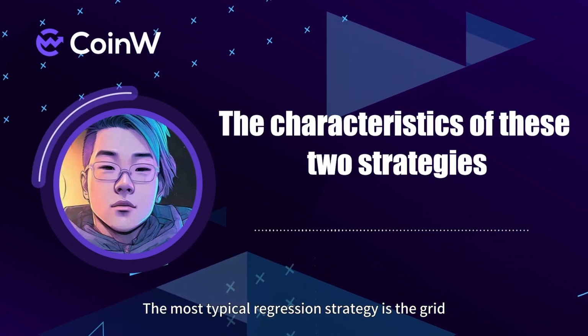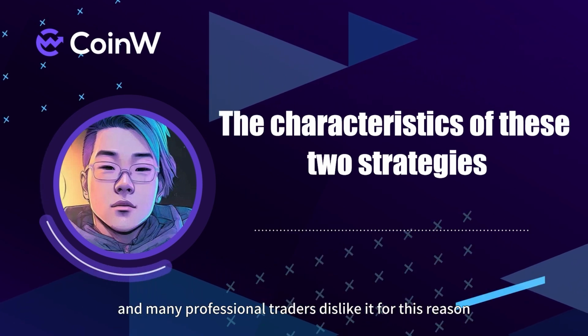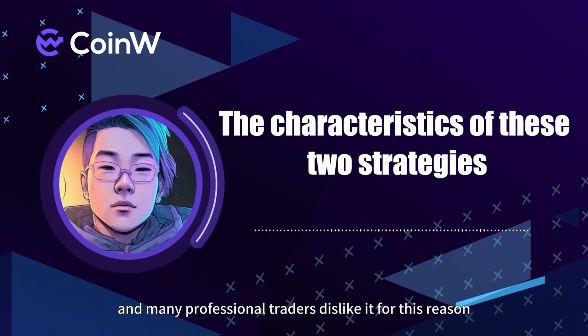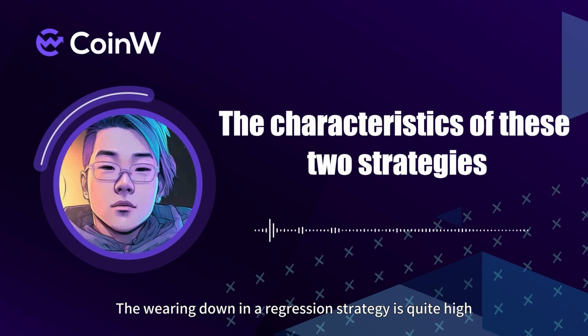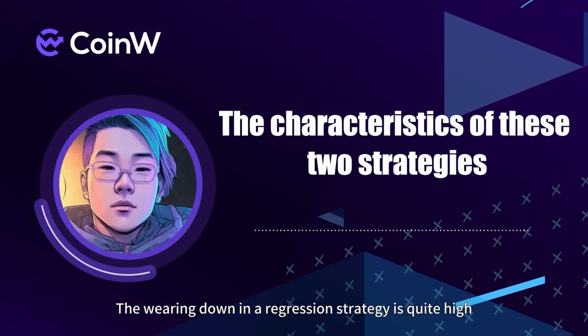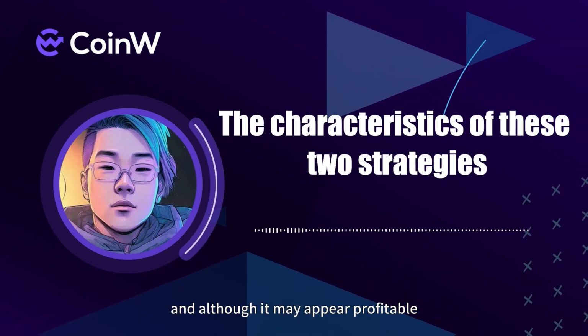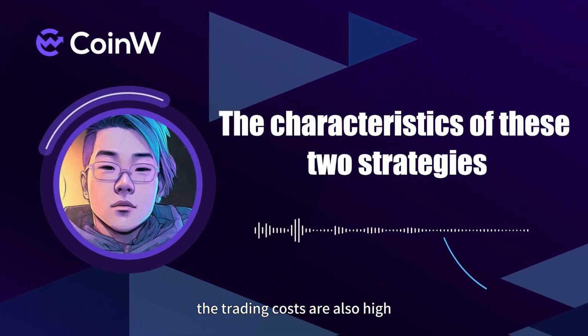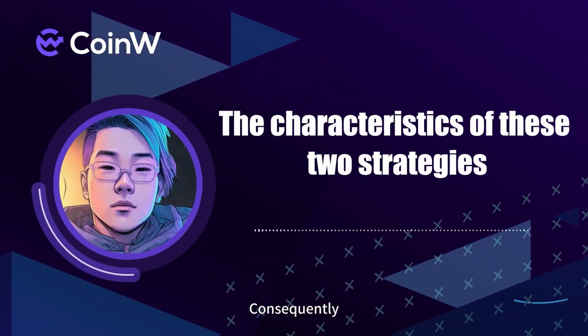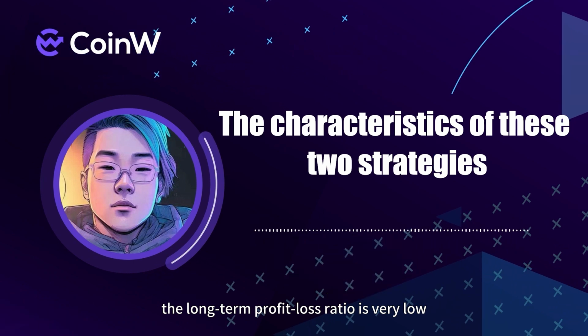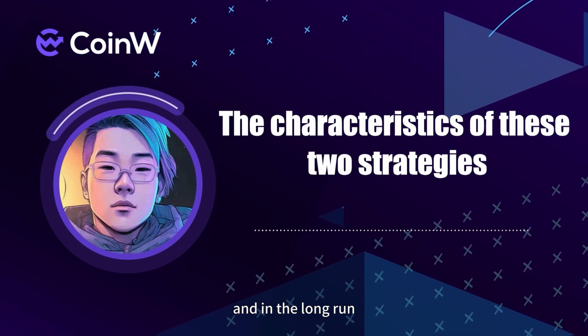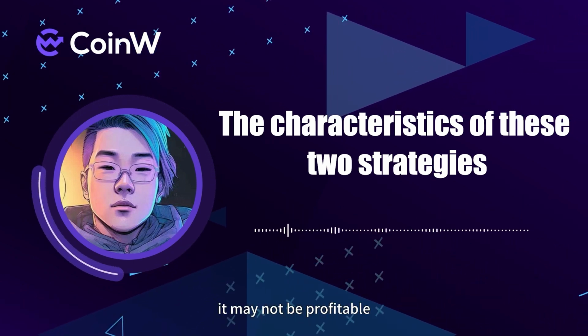The most typical regression strategy is the grid, and many professional traders dislike it for this reason. The wearing down in a regression strategy is quite high. And although it may appear profitable, the trading costs are also high. Consequently, the long-term profit-loss ratio is very low, and in the long run, it may not be profitable.